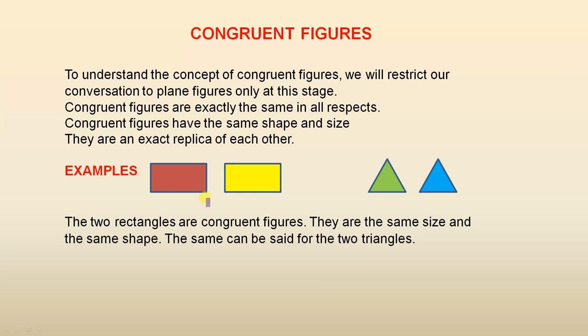Let's look at these examples. The two rectangles are congruent figures. They are the same size and the same shape. The same can be said for the two triangles. So those rectangles are the same size and shape. The triangles are the same size and shape. Hence they are congruent.